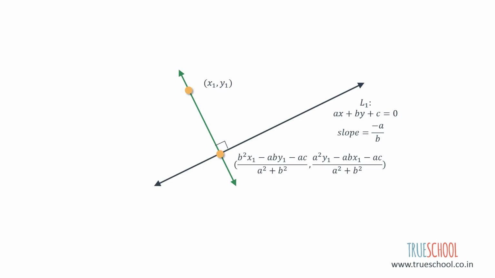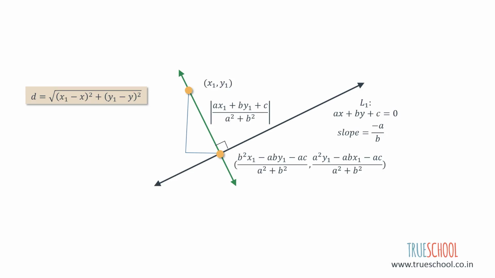We have already learned that the distance between two points can be found using Pythagoras theorem, where the base of the right angle triangle is the difference in x coordinates and the perpendicular is the difference in y coordinates. The final expression for the distance between the point x1, y1 and the line ax plus by plus c equal to 0 comes as mod of ax1 plus by1 plus c divided by the square root of a square plus b square. This is a very useful expression we should remember.